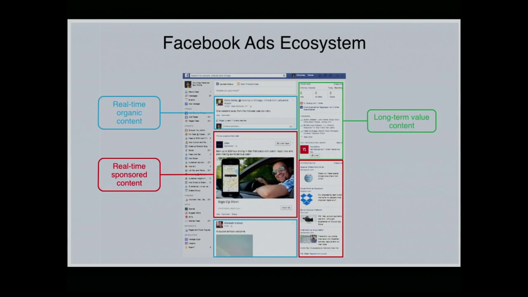One thing to note is there's actually 3 different types of stories on Facebook. The first group is organic stories generated by users. So this is your friend posting a photo or sharing a video. The second are ads, submitted by advertisers. The third are what we call long-term value content. This is content generated by Facebook that we think has some positive value on the ecosystem by showing it to the user.